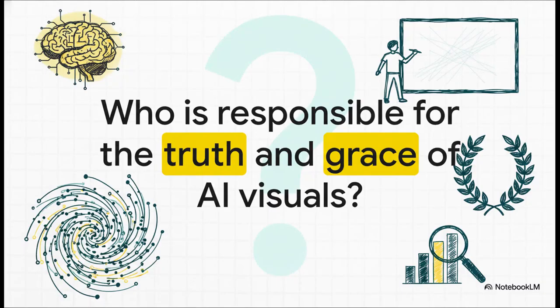And that really leaves us with a huge question for this new age of AI. As we start handing over more and more of the creative process to algorithms, who's the storyteller now? Who is ultimately responsible for making sure that our data stories are not just true, but that they're also told with the kind of grace and integrity that they deserve?